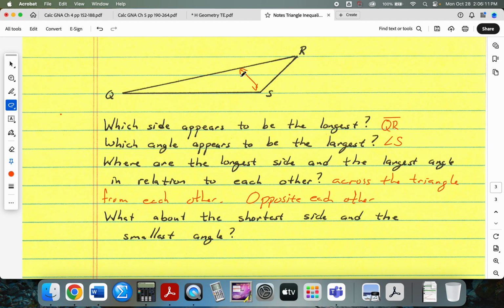All right, so that's the biggest side and the biggest angle. Which side is the shortest side? RS is the shortest. And then angle Q is the smallest. Are those opposite each other also? Yeah, they're across the triangle from each other. So they are opposite each other also.